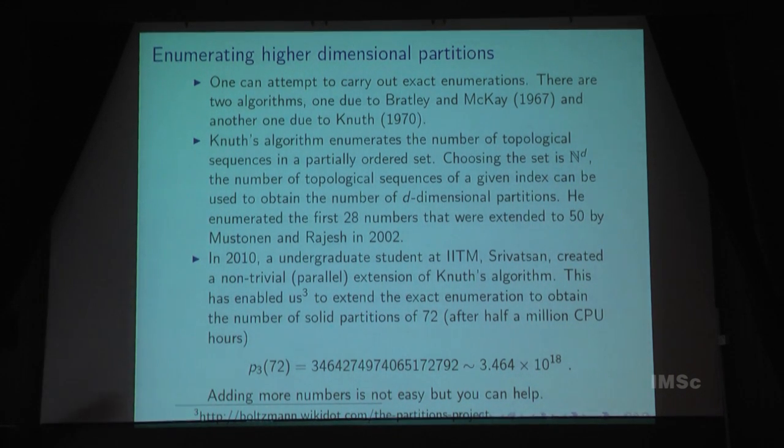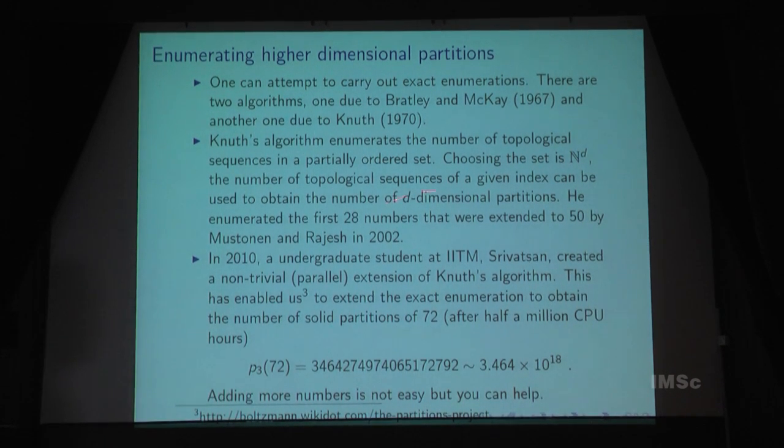And so two algorithms, one which was used in the Atkin et al. paper is due to Bratley and McKay, in 1967, and another one due to Knuth. Knuth's algorithm enumerates something else. Computer science people look at something called topological sequences in a partially ordered set. Doesn't matter what that means, but if you choose that set to be N^d, then you can show that you'll get a bunch of numbers of topological sequences, and if you convolve it with the generating function of the ordinary partitions, you get the partitions of d. There's some theorem of his.